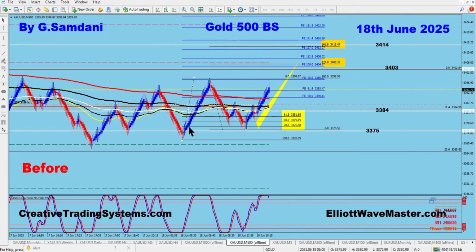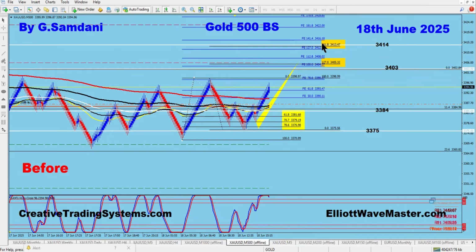Now if you draw the Fibonacci expansion for the target, the Elliott wave target, the white tool here, from here, and then this low here, right? So 127 of that is also coming into the same area of the 161 extension. So extension and expansion, and this SNR level 3414 is pointing out this area.